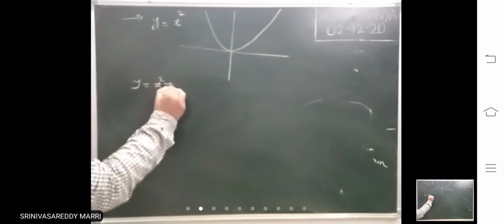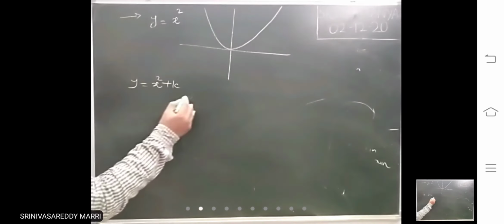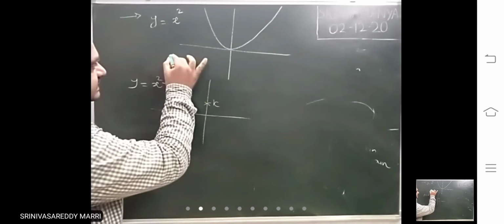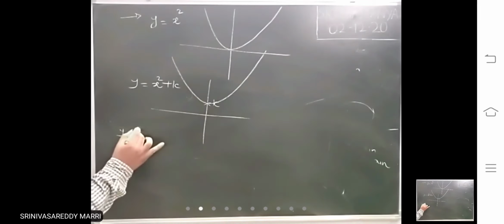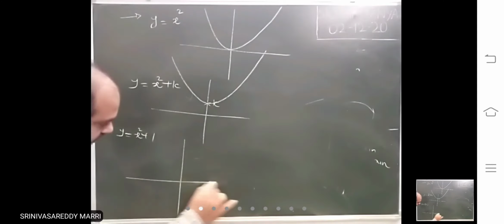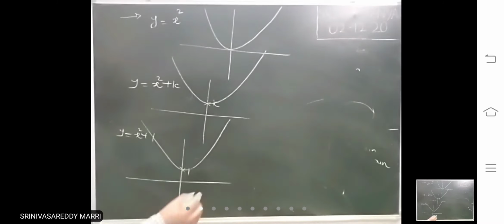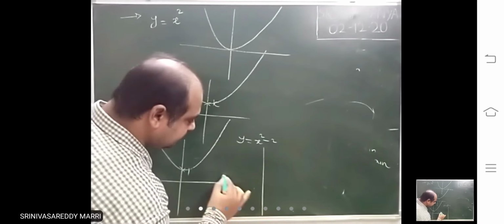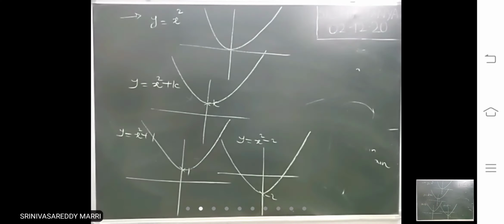Suppose y equal to x square plus some constant, positive constant or negative constant, whatever it may be. Look at, x square plus k means you mark k on the y-axis and then you draw the same shape like this. Let us say the example y equal to x square plus 1. So this constant 1 you mark on the y-axis and the graph will be like this. x square minus 2: mark that constant minus 2 on the y-axis, and this graph will be like this. You will get this graph in the problems, x square plus k.